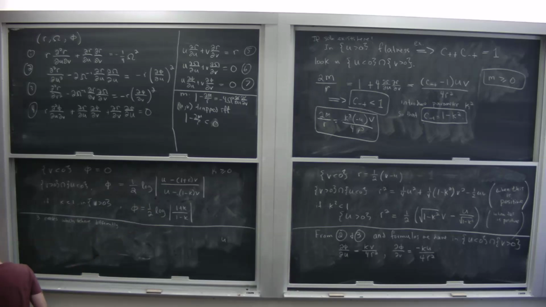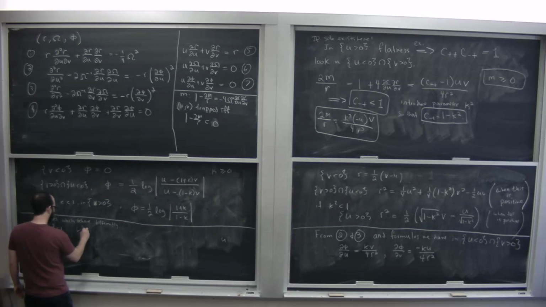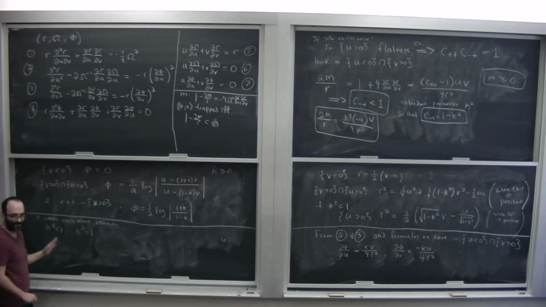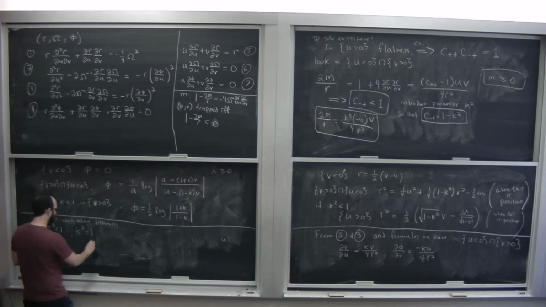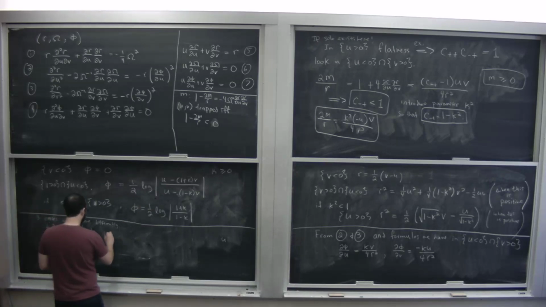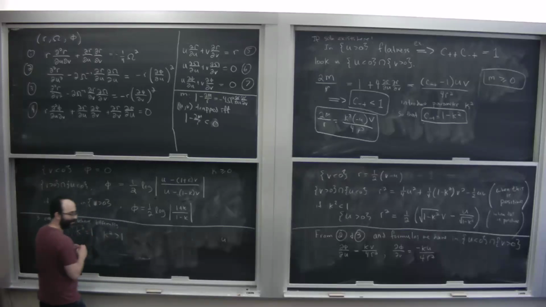Okay, so you get three cases. Basically, you could imagine there's k squared less than 1, which is related to when you end up getting to this region. There's some strange transitional thing that happens. I'm going to draw the pictures for all these in a second. And then there is when k squared is bigger than 1.